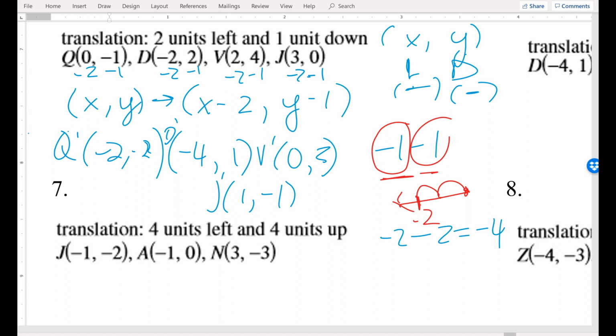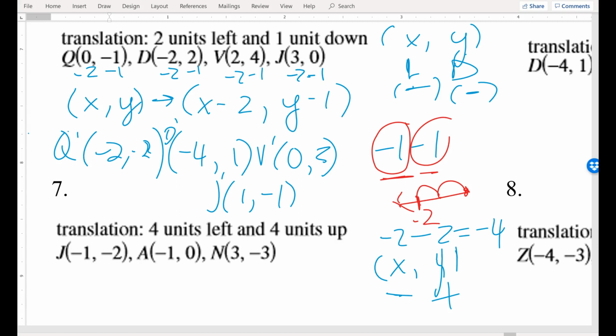We're going to do one more together. And because I know we need room for this one, this says translate 4 units to the left and 4 units up. All right, my X, Y. If I go left, I am going to do what with my X? Subtract. If I go up, I'm going to add. All right, so subtract, and then I'm going to add.